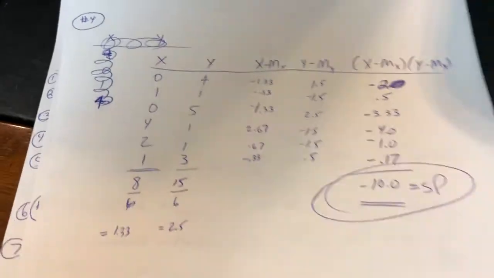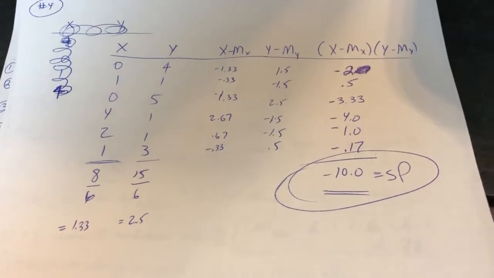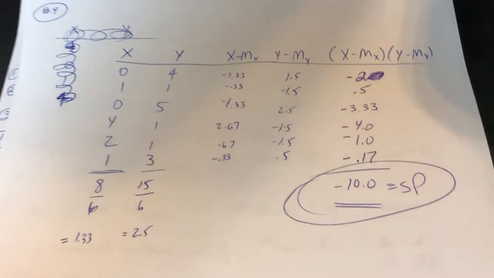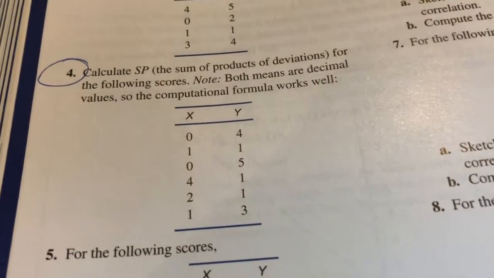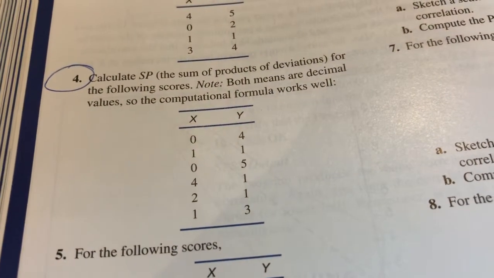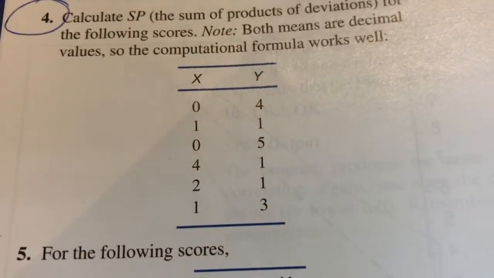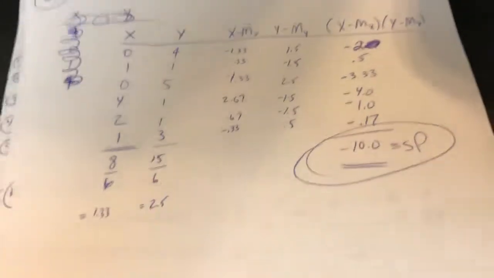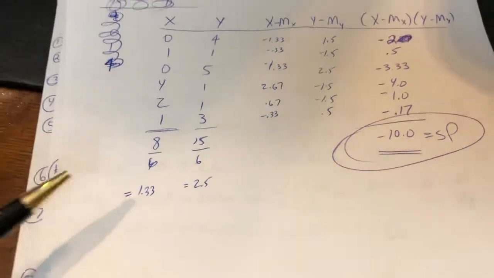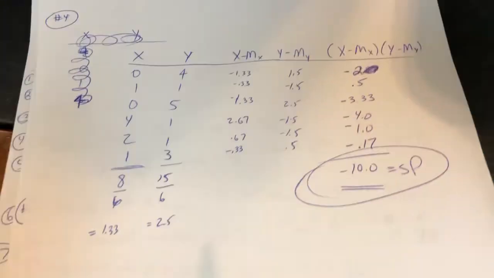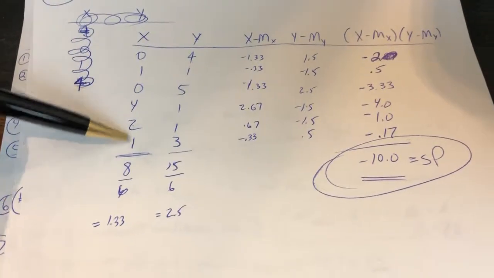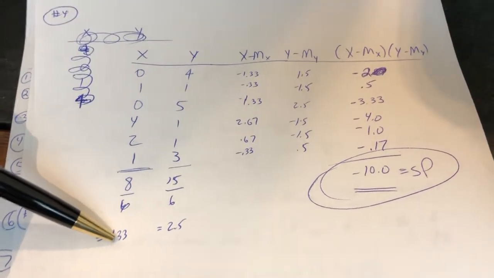So the problem is pretty simple math. It's just getting through it. Number 4, it's telling you to calculate the SP. And the SP is simply the sum of the products of the deviations. And there's your set of X and Y. So all you've got to do, and I'm surprised there were decimals here. Usually the problems they give us don't go into that. They usually use whole numbers, but here we had decimals. So if I'm wrong, I'm wrong.